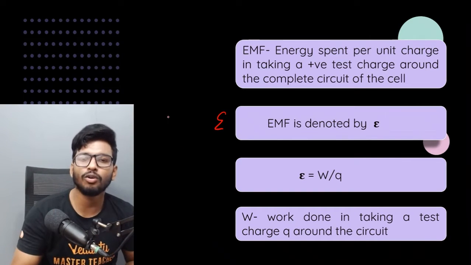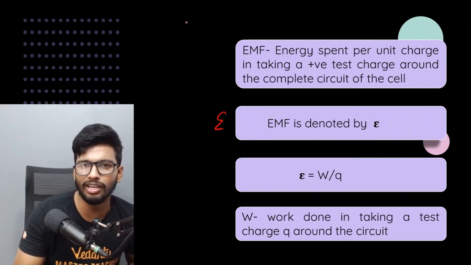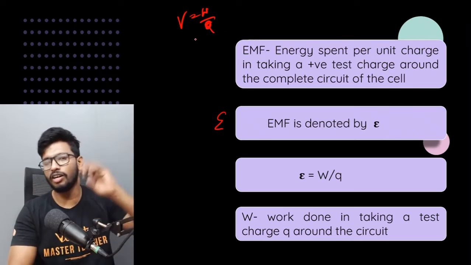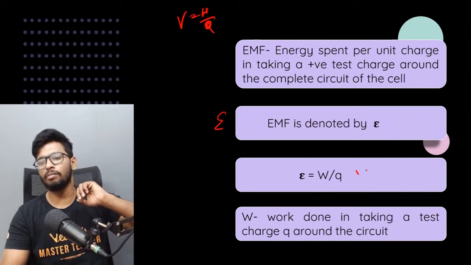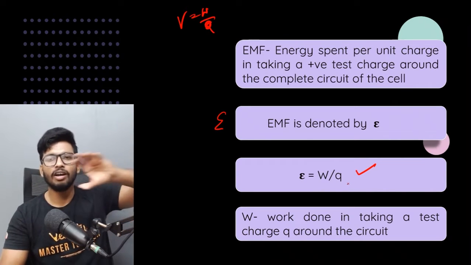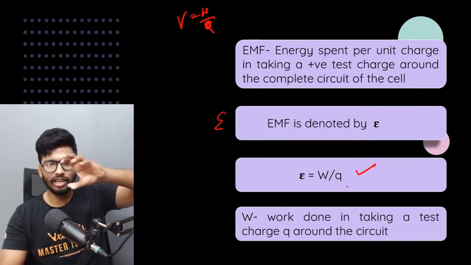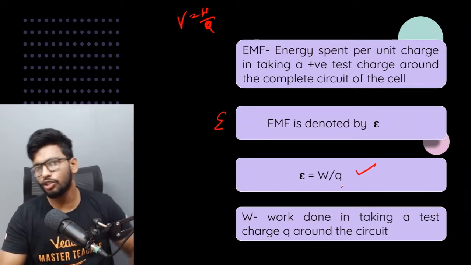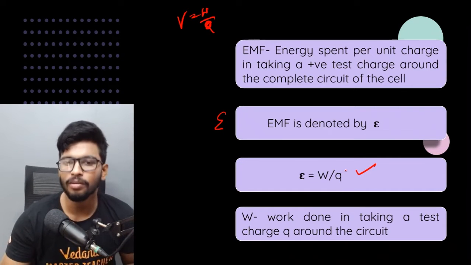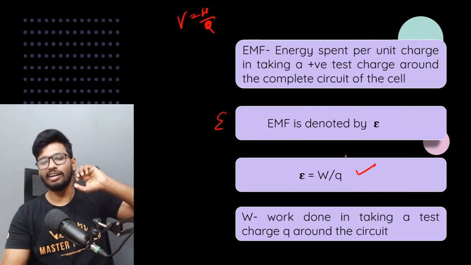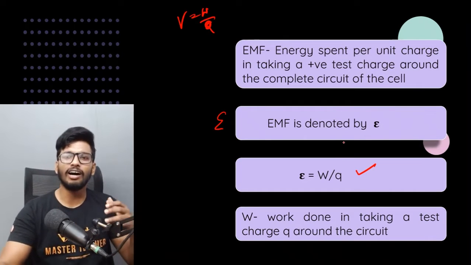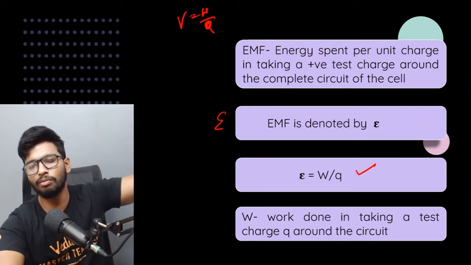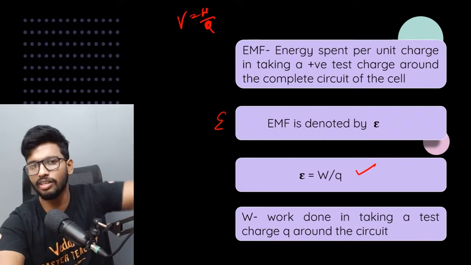So we know that V is equal to W by Q, because potential difference is nothing but work done per charge. So you can write it as E is equal to W by Q, where W is the work done by the battery to push these charges, and Q is the charge flowing through the conductor. This is how you define EMF. It is again the energy spent per unit charge for taking a positive charge from one point to another. So what is the total energy spent? That is what is called EMF.